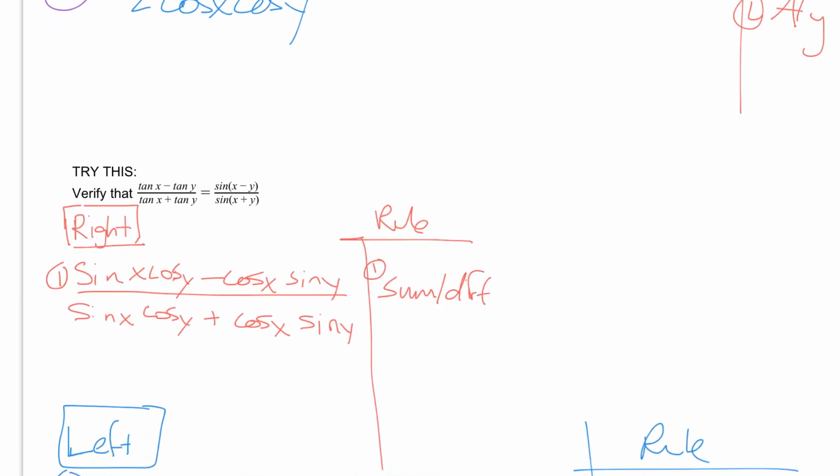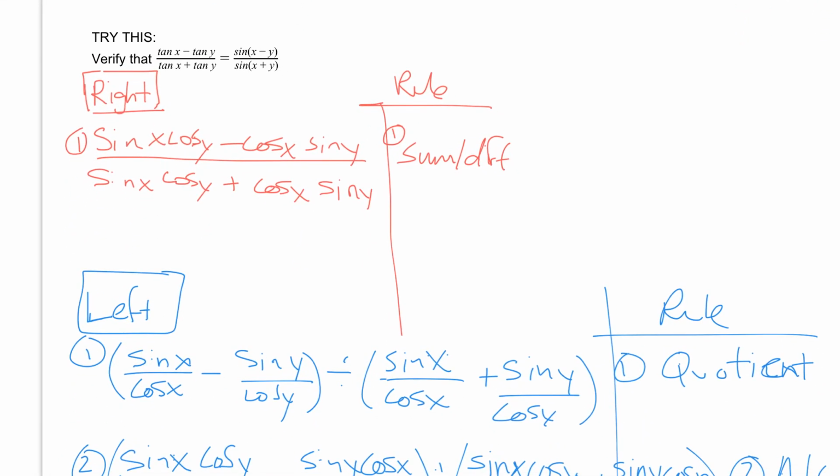If you did the verification for the try this, I worked on both sides. Now remember, there's not always just one way to do this. There are other ways that you can do it. But I started out on the right, and I used my difference formula on the top for my sine, giving my sine x cosine y, minus cosine x sine y. And then I did the sum formula on the bottom, sine x cosine y plus cosine x sine y. And my rule was the sum or difference formula.